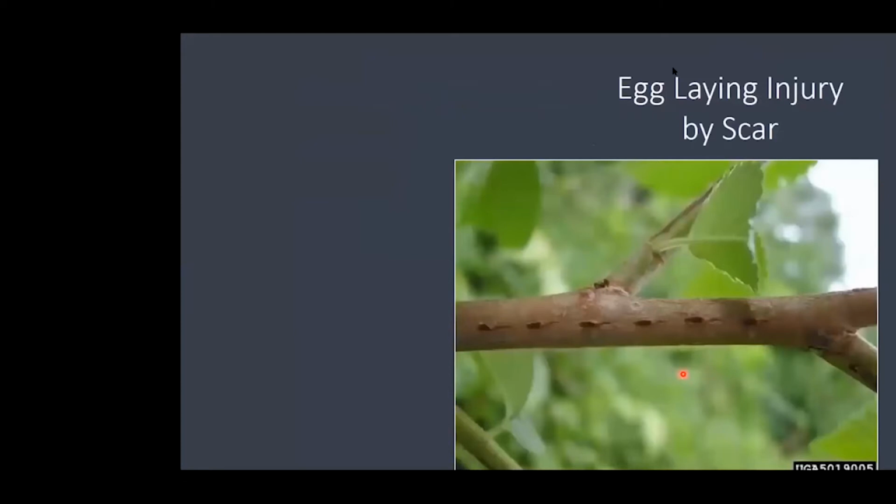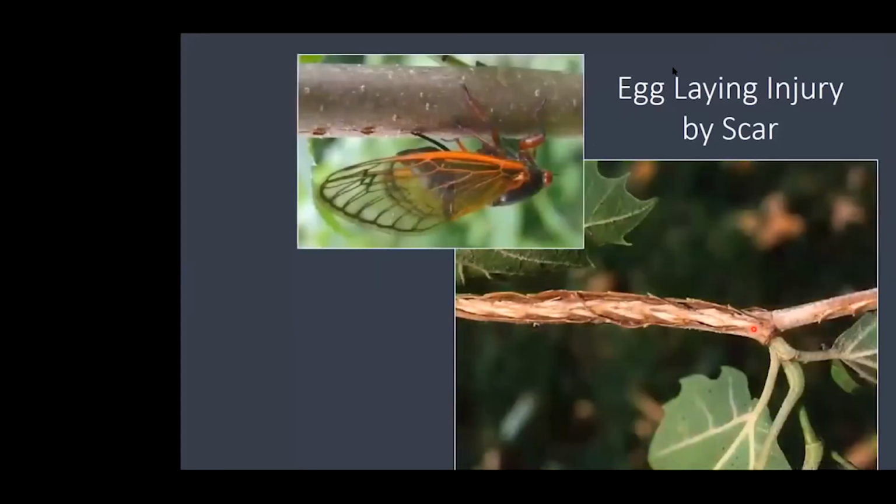Getting down a little bit more about injury. This is a good example. We'll see this a lot in late summer, early fall. There are these loud noises that you'll hear in the forest. And you'll see these egg-laying injuries there at the bottom right here. And what that is, is just the cicada. It's drilling its eggs in the bottom of it and scarring the bottom of those branches.